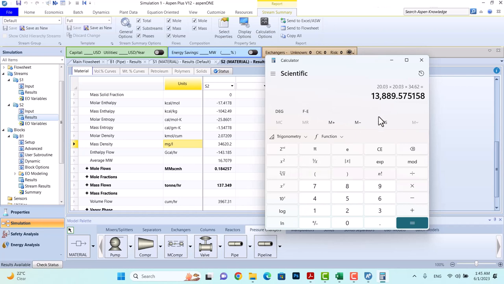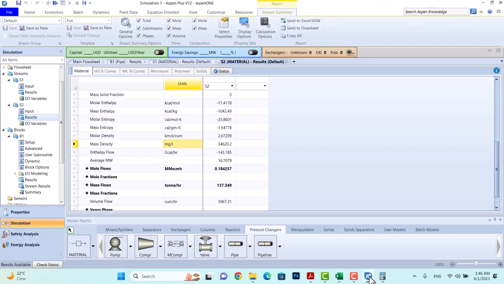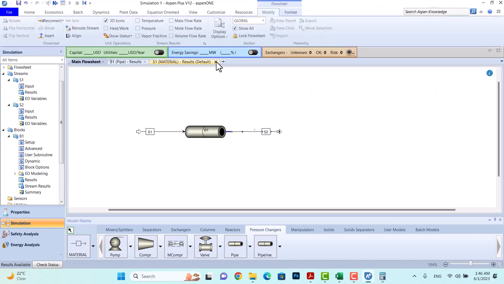So the velocity head is this one, and the velocity head calculated by the Excel sheet is this one. There are some differences between the Excel sheets and Aspen Plus results, but one thing is the same, that 10 inch is not a suitable diameter for this point. Let's write 12 inch here. And see how it goes.